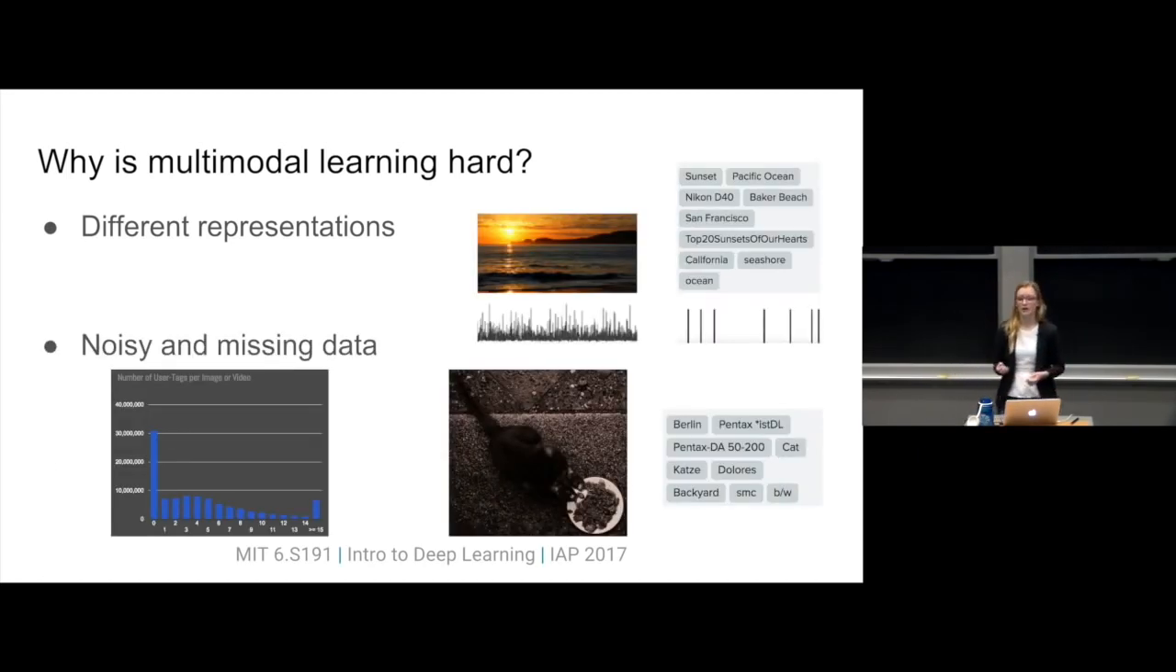In addition, if you think about different data sets that are combined into different modalities, they might be very noisy, such as in this cat picture, we've got a lot of tags that are about the camera that was used to take the picture, which isn't going to be that useful for our computer vision application. Similarly, only 30% of users in this Flickr example have tagged their photos. So there could be a lot of missing data as well.